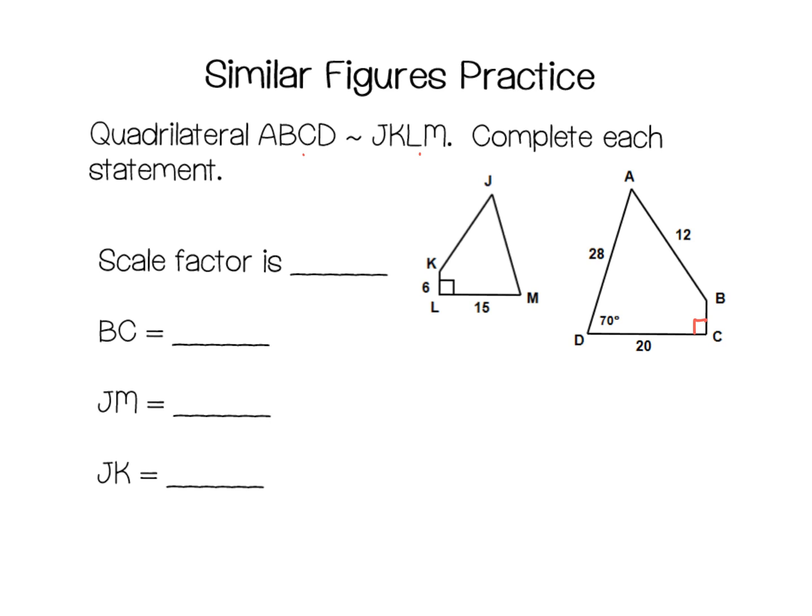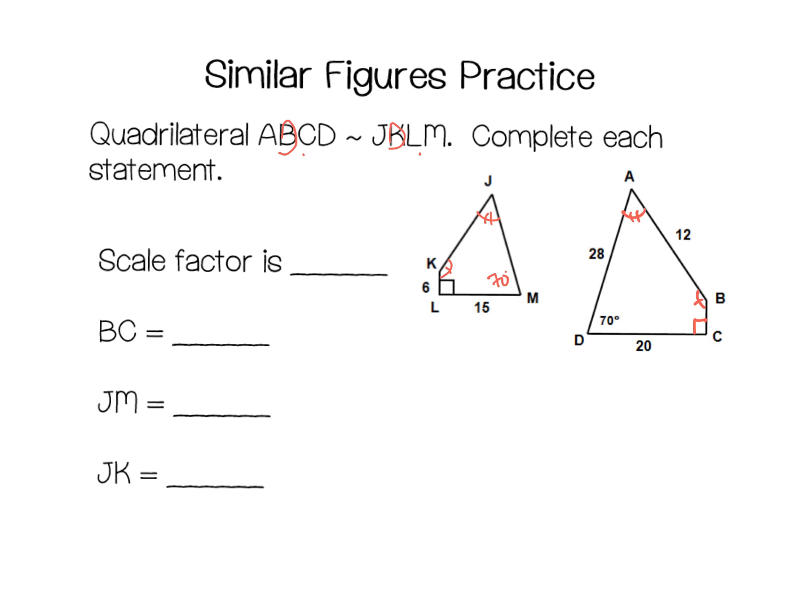Okay, according to my statement, angle B and angle K are going to be congruent. So I'm going to mark those. And then finally, A and J are congruent. Okay, and I have this angle D is 70 degrees. That means angle M must also be 70 degrees.